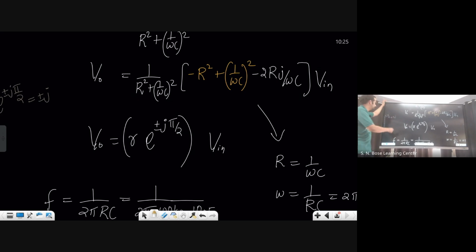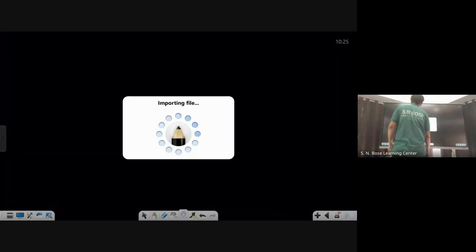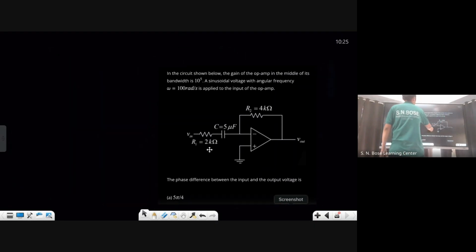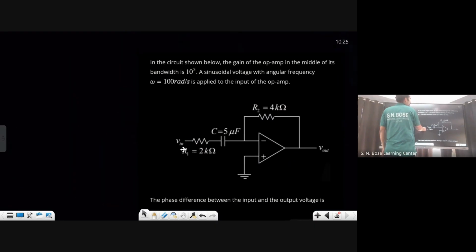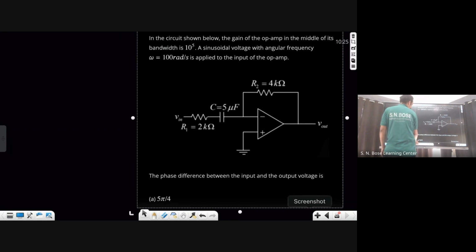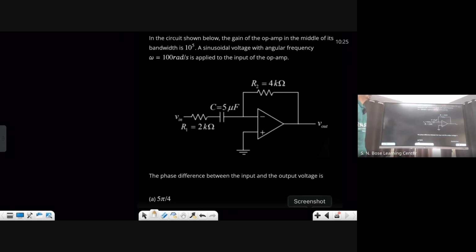You got it? Like this is one CSIR NET question. In the circuit shown below, the gain of the op amp in the middle of its bandwidth is 10 to the power 5. A sinusoidal voltage with angular frequency omega is applied at the input of the op amp. The phase difference between input and output voltage is? To find the phase difference between input and output, why do I need that gain? I don't need that gain, I hope, to find the phase difference.